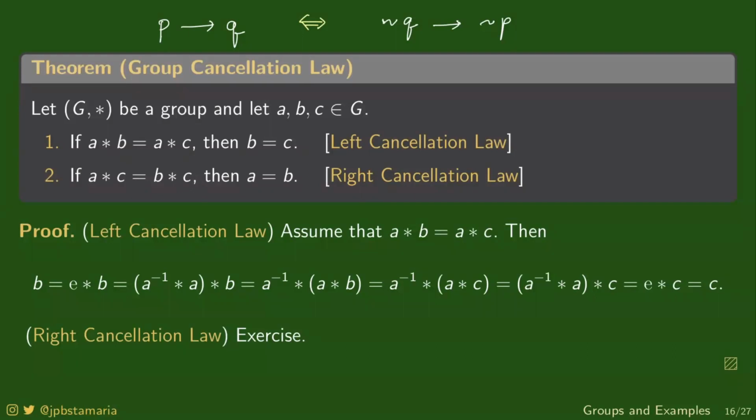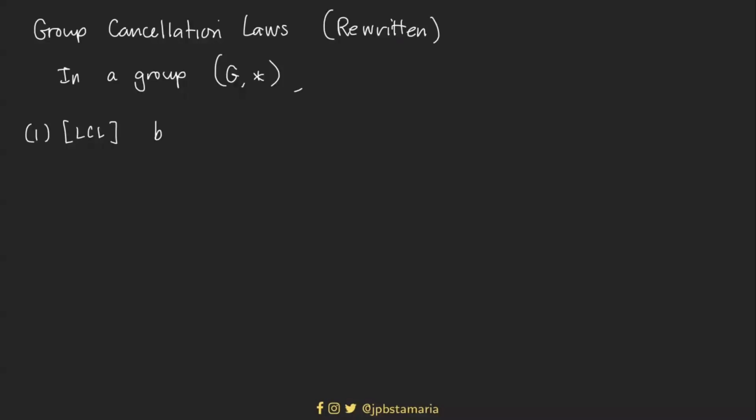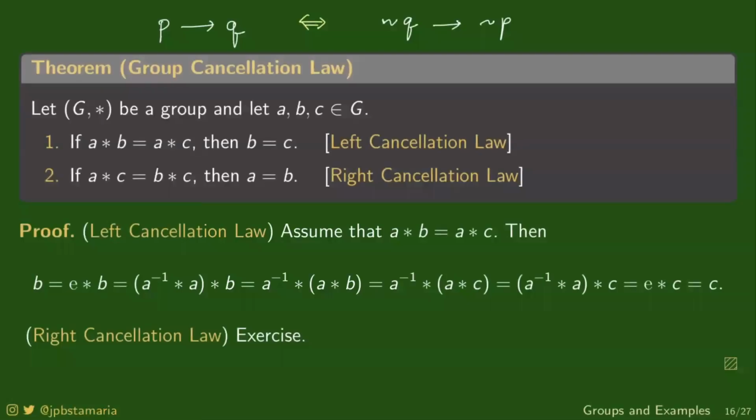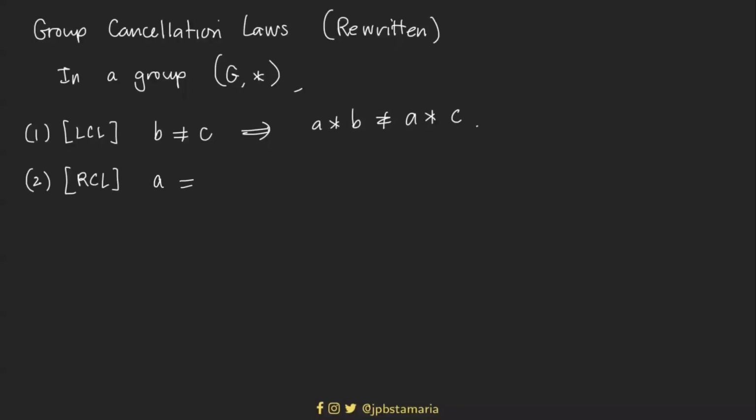So, if I take the contrapositive of this, what do I get? I get that whenever B is not C, then A times B is not A times C. Tama? And the right cancellation law can be restated as follows. If A is not B, then A times C is not B times C.